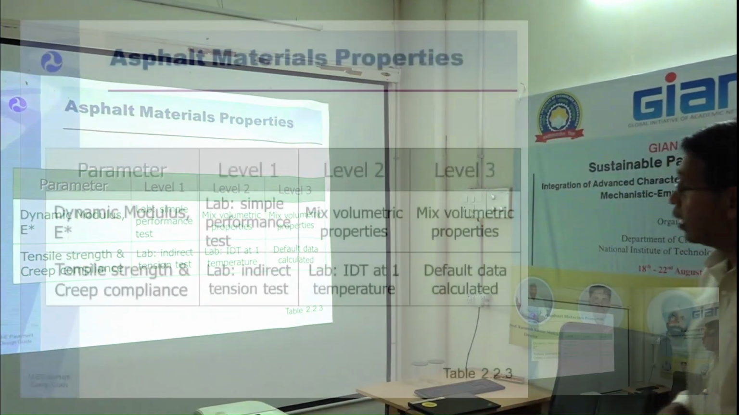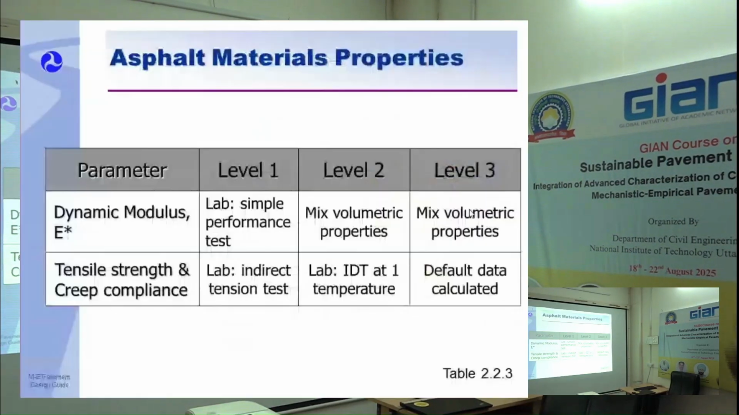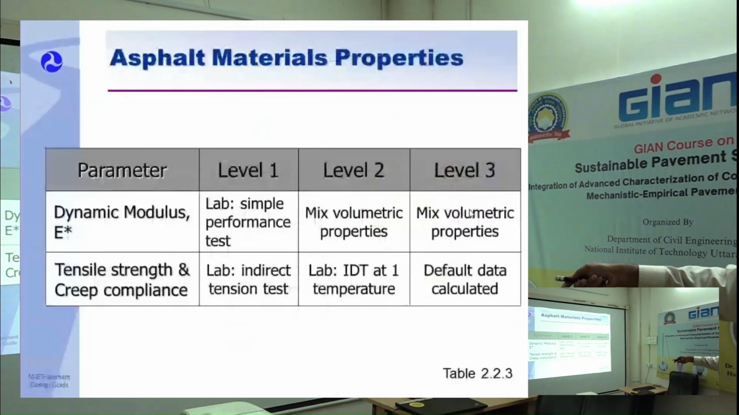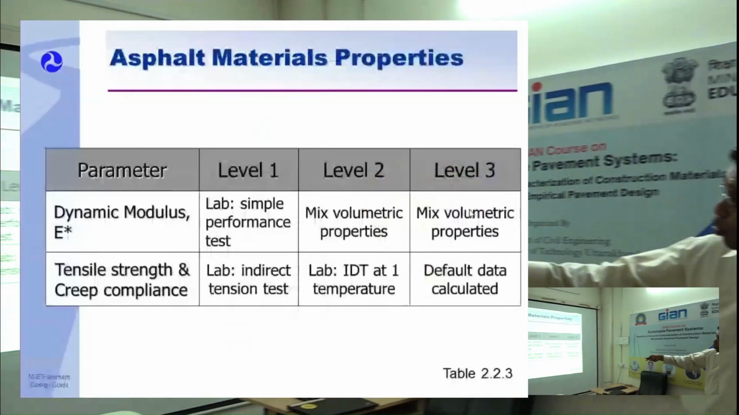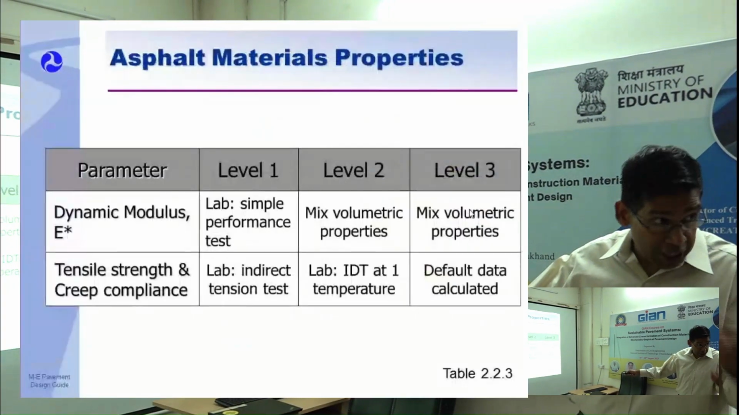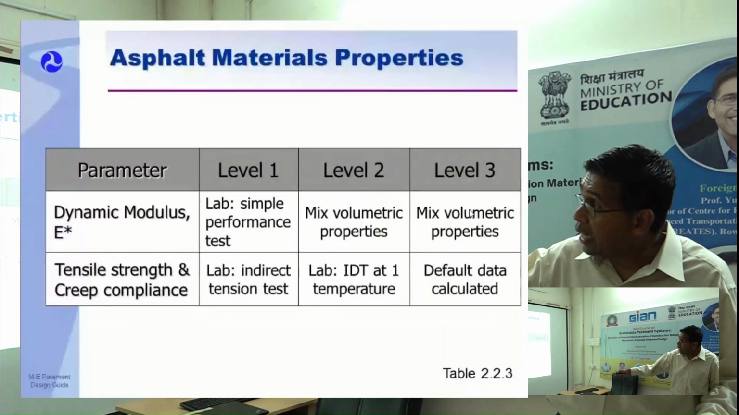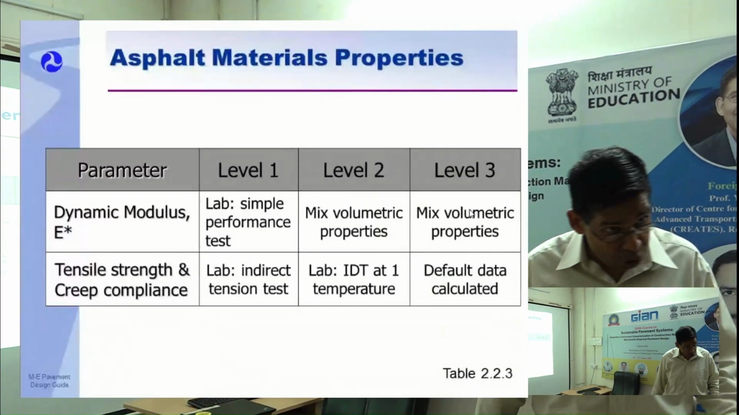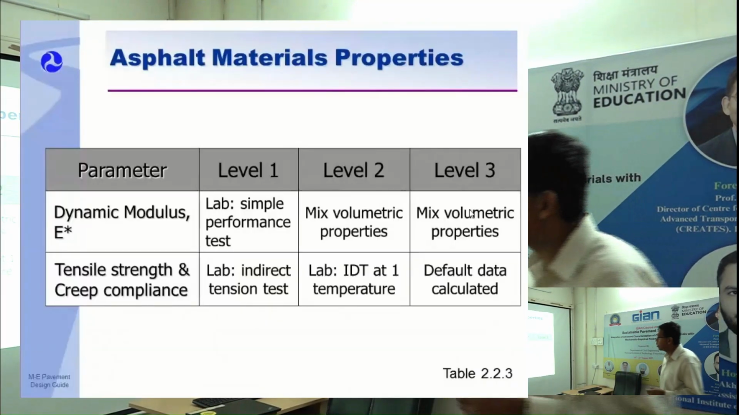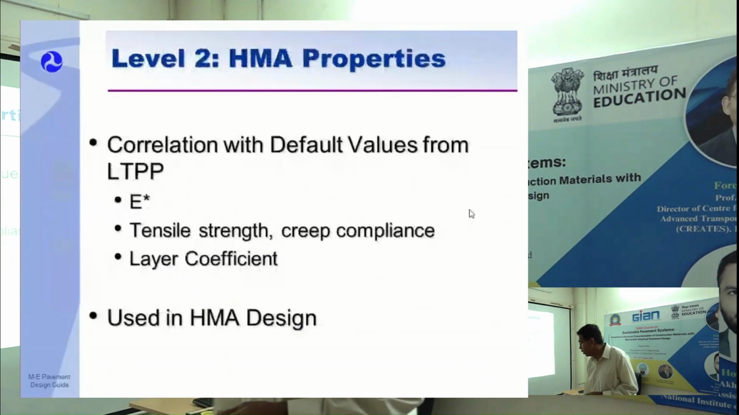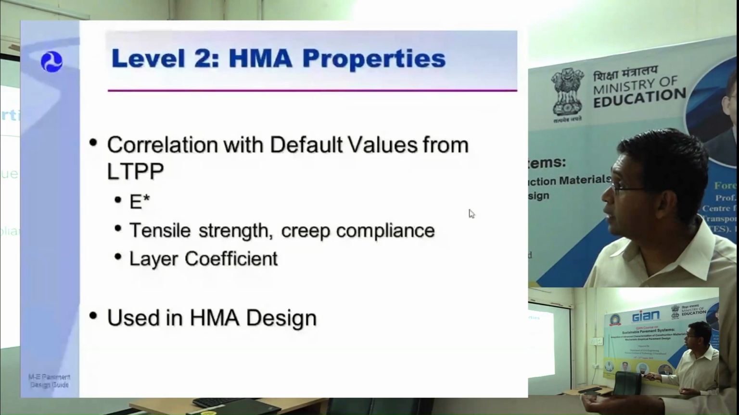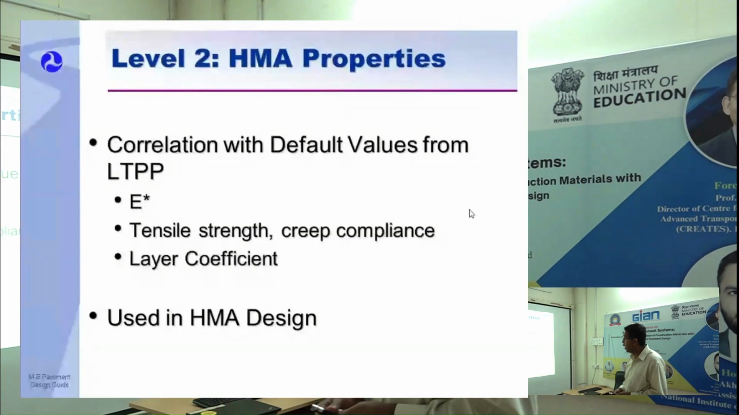Dynamic modulus, I'm going to cover that in detail. That will be a new concept for them, to do time-temperature superposition. So we will do dynamic modulus E star, simple performance test, mix volumetric process level 2 and then level 3. This top one is for rutting and fatigue cracking. Bottom one, tensile strength, is for thermal cracking. By now you should know what each one is. Rutting at high temperature, fatigue cracking at intermediate temperature, and thermal cracking at low temperature. And then we will correlate with default values from LTPP, E star, tensile strength, speed compliance, and then finally layer coefficient, and we will use it in the hot mix as well.